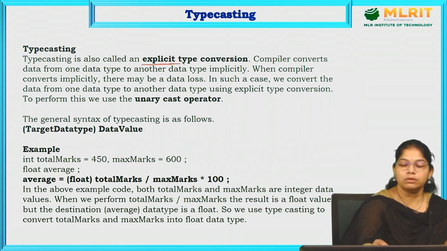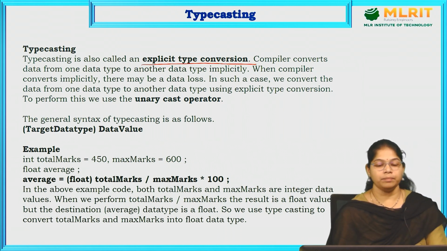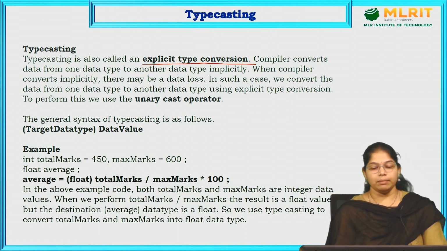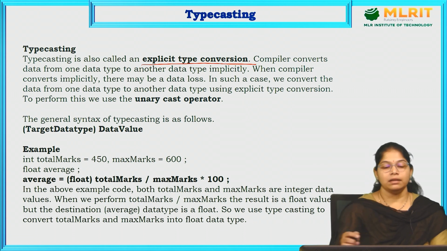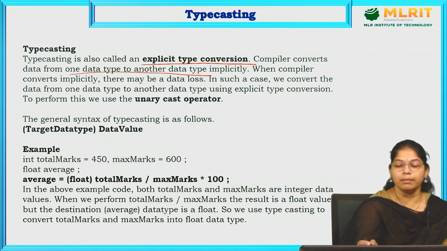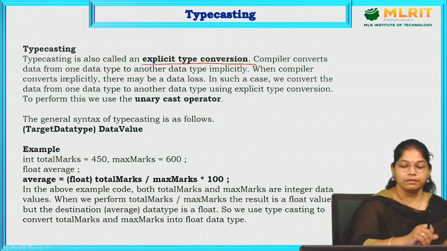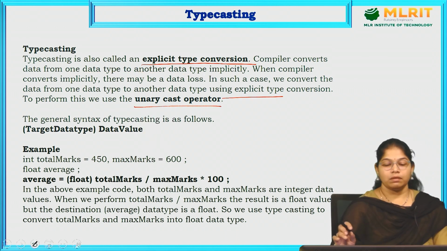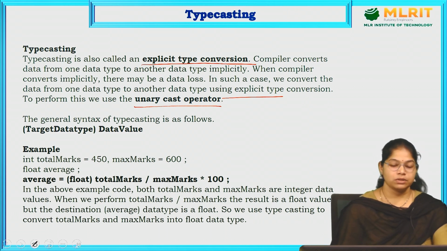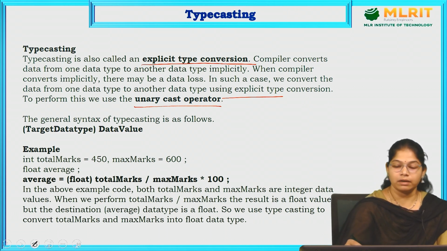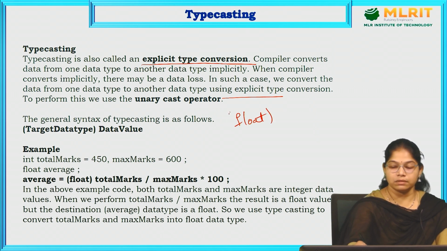Typecasting is also known as explicit type conversion. In typecasting, the programmer converts data from one data type to another data type explicitly. For this we have to use the unary cast operator. So what is the syntax of the unary cast operator? You have to mention which data type you want to convert to, and then the variable name.